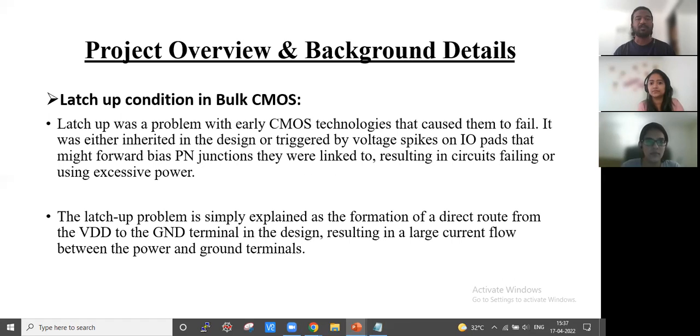So latch-up was really an important problem in early CMOS technologies, but as we've developed with our technology, we are working on the same. So the things that have caused them to fail are sometimes the triggered voltage spikes on the IO pads or sometimes the ESD transmissions.